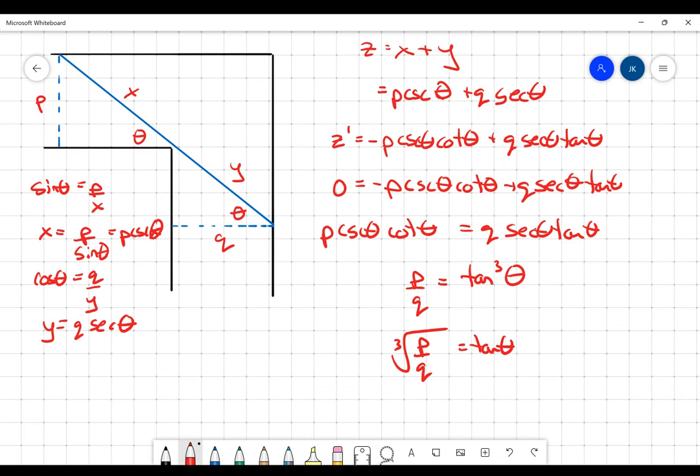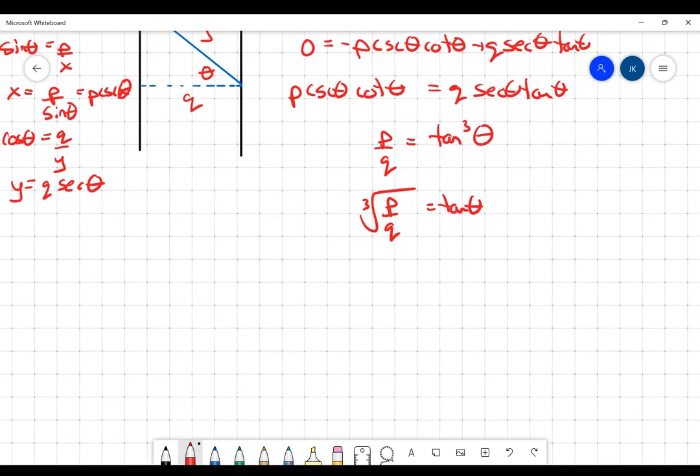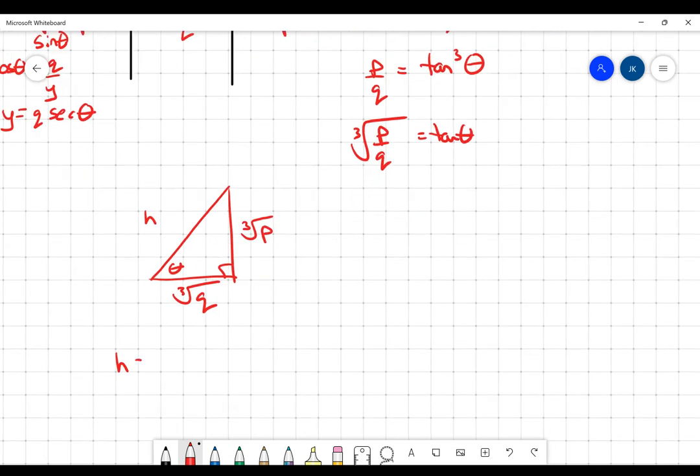Now, what I'm going to do at this point is look at that in terms of a right angle triangle. Here's my theta. I'm going to interpret this as being the cube root of p and this being the cube root of q. And so then here's my hypotenuse. And I know that when I put that together, that is going to be the square root of the cube root of q squared plus the cube root of p squared, just using the Pythagorean theorem there.